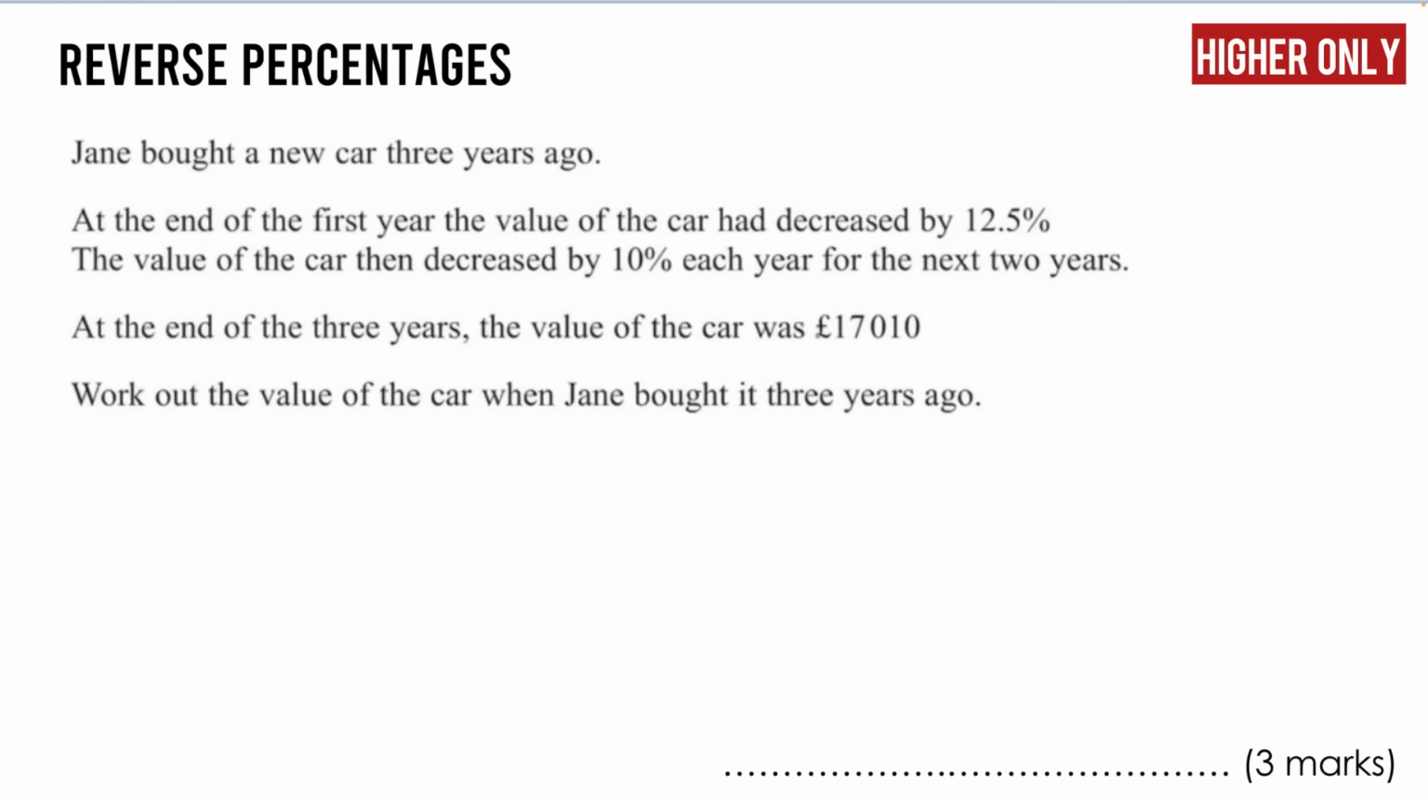Now with depreciation, our multiplier, if we imagine this as a bit of a timeline, we have the start, year 1, year 2, year 3. Each time this has been multiplied by something which is decreasing it in value. Between year 1 and 2 and 2 and 3, that's quite a nice easy one. That's just multiplying by 0.9, which is 90% when you remove the 10%.